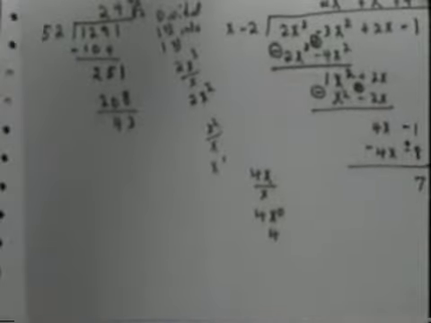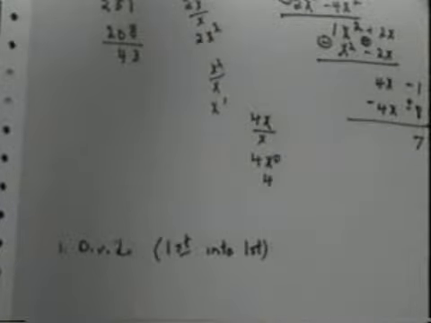Well, let's write down the order that we did. Think about what we did. The first thing we did was to divide. We divided the first into the first. Once we divided, the second thing we did was to multiply. Then we subtracted. And then we brought down.